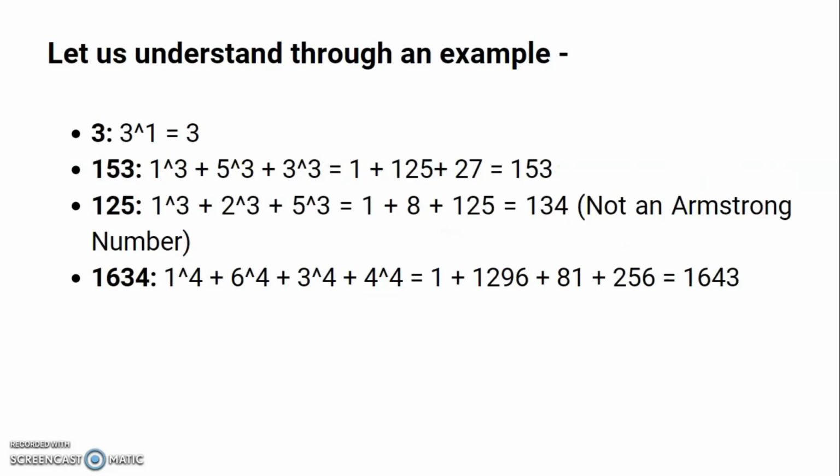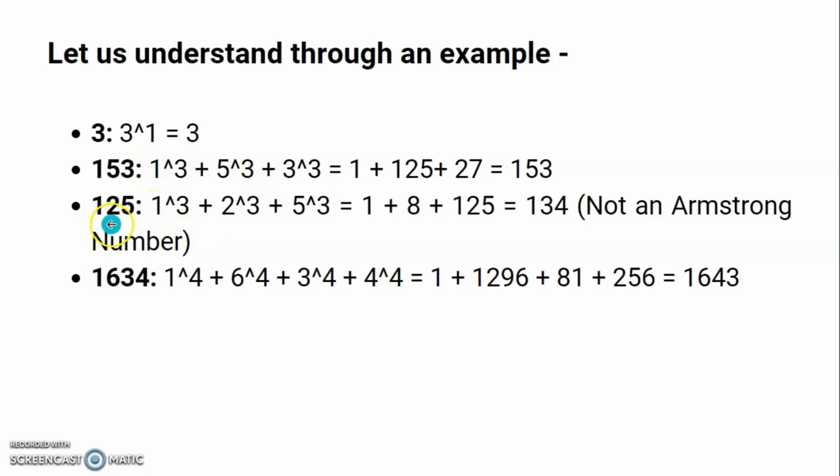Now let us understand this through an example. Let's say you want to check whether 153 is an Armstrong number or not. Here, in the number 153, we have 3 digits. So every digit is raised to power 3 and we add them: 1 raised to power 3 plus 5 raised to power 3 plus 3 raised to power 3. Their sum will be equal to 153. If it is equal to 153, only then is this number an Armstrong number.